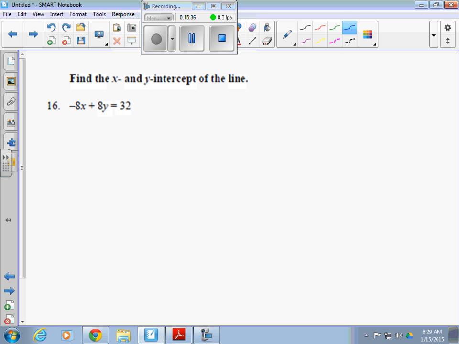Find the x and y intercepts. Remember, in order to find the x and y intercepts, you're plugging in 0 in place of the opposite variable. So if we want the x-intercept, we're going to plug in 0 right there. -8x plus 8 times 0. That's the plug-in we did. Or that's the substitution we did, equals 32.